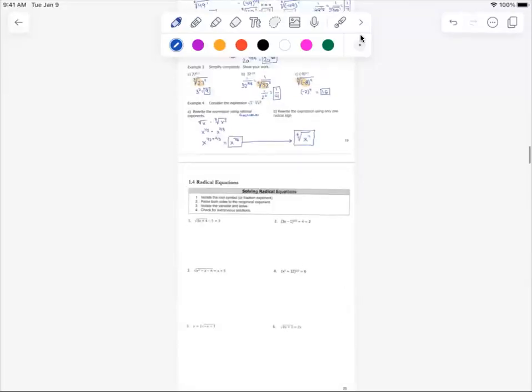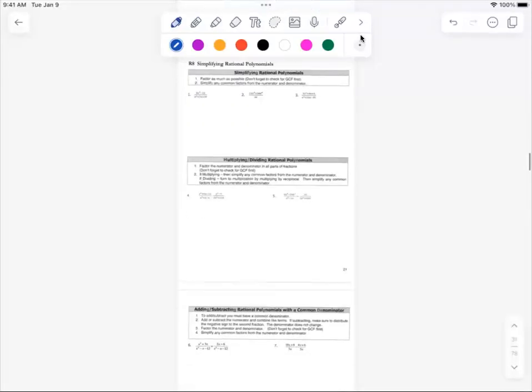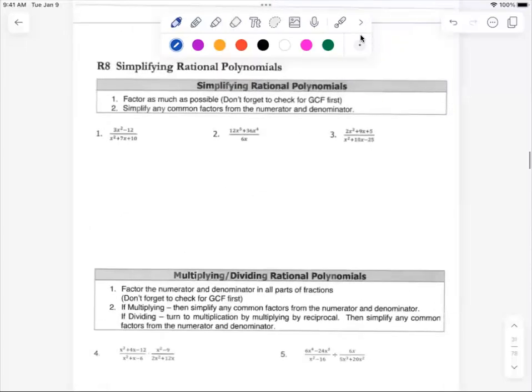Okay, so let's take a look at simplifying rational polynomials. So this is going to involve a lot of factoring. We've been reviewing factoring for a while now since the last unit, so we should be good to go. Okay, so first we're just going to be simplifying.